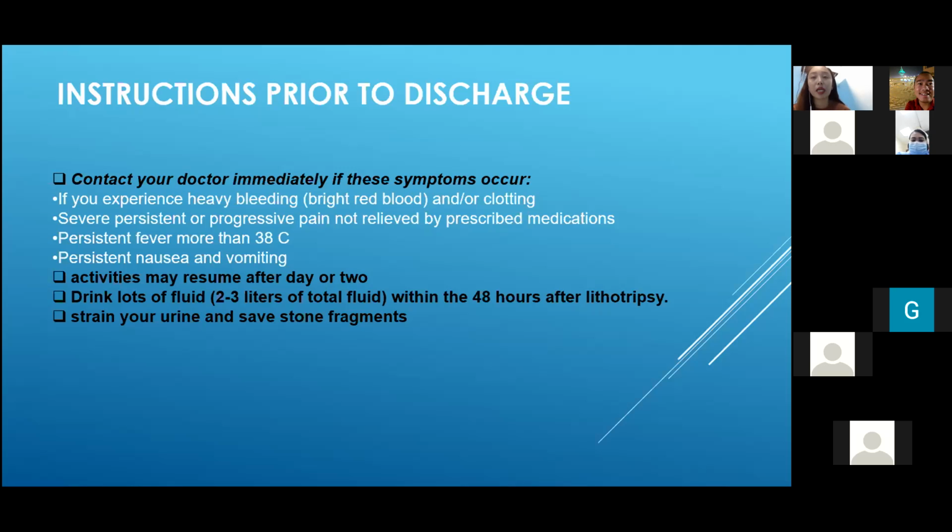They should drink a lot of water 48 hours after the lithotripsy. We should encourage them so that they can flush all the fragmented stones, and to strain urine and save stone fragments for stone analysis, so that they will know what kind of stone they have formed in their kidneys or in the ureter, so that they can manage their diet.